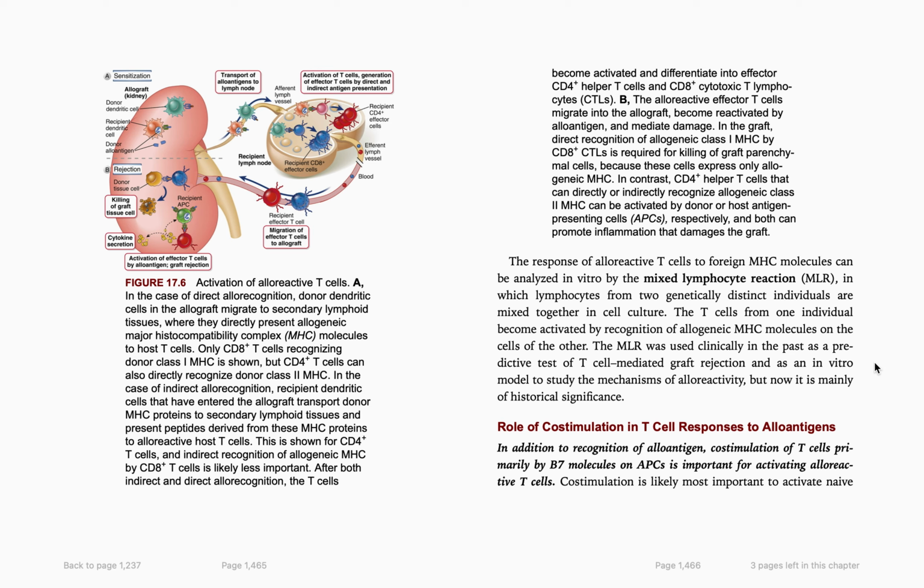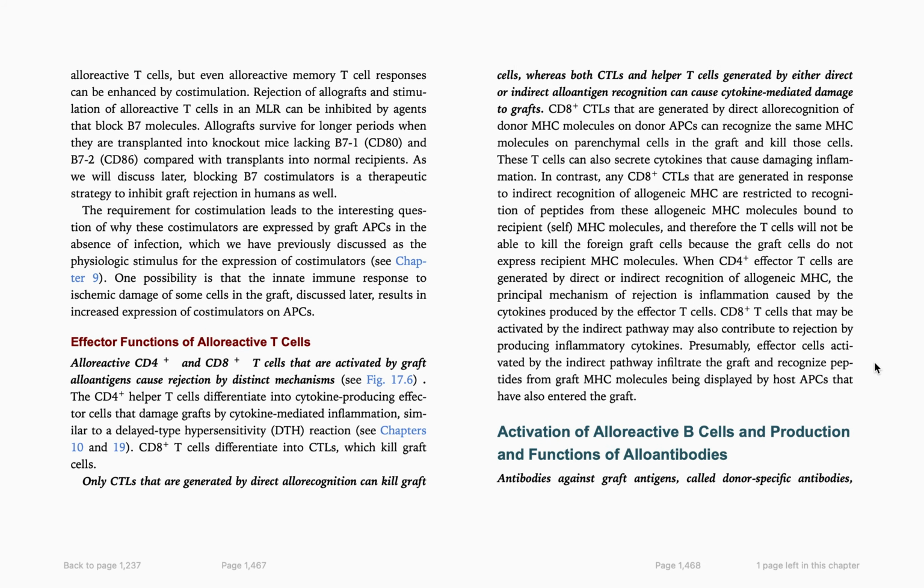Role of co-stimulation in T cell response to alloantigens. In addition to recognition of alloantigens, co-stimulation of T cells, primarily by B7 molecules on antigen-presenting cells, is important for activating alloreactive T cells. Co-stimulation is likely most important to activate naive alloreactive T cells, but even alloreactive memory T cell responses can be enhanced by co-stimulation.